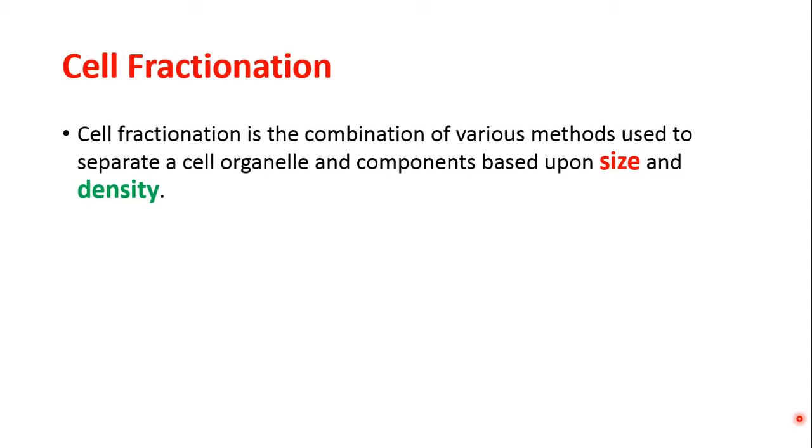Size is the mass of a cell, or whether the cell or cell contents are large or small, and density is D equal to M over V, mass over volume. So density D is directly proportional to mass: if anything has greater mass, then it will have greater density, but if it has low mass, then its density will also be less. So these contents will separate according to size and density.